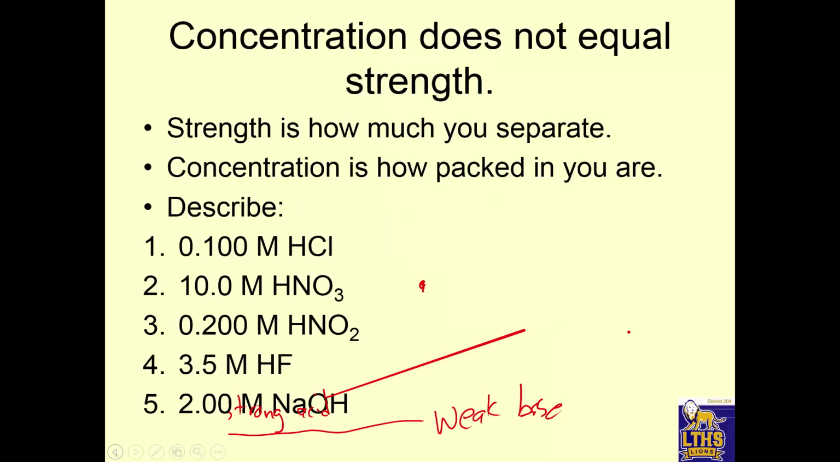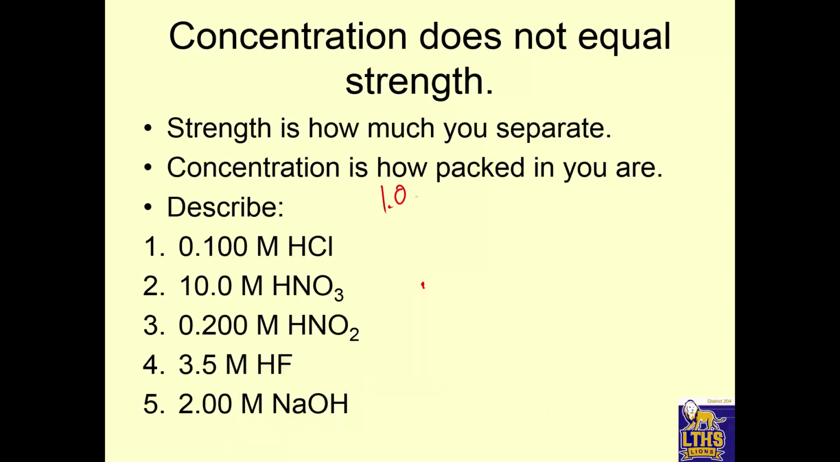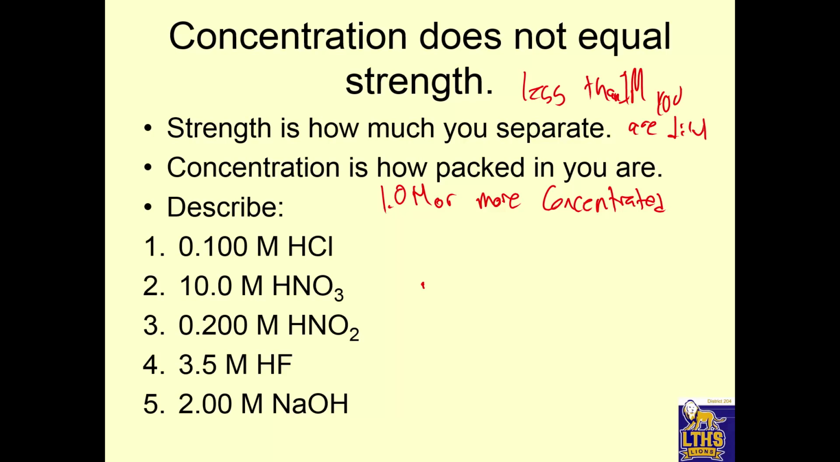Concentration does not equal strength. Strength is how much you separate. Concentration is how packed in you are. So concentration, if it is 1.0 molar or more, you are concentrated. If you are less than 1, you are dilute. Remember, to be strong, you have to be one of those magical ones. This is one of the magical ones listed as strong. Strong, weak acid. And it's weak because it's less than 1.